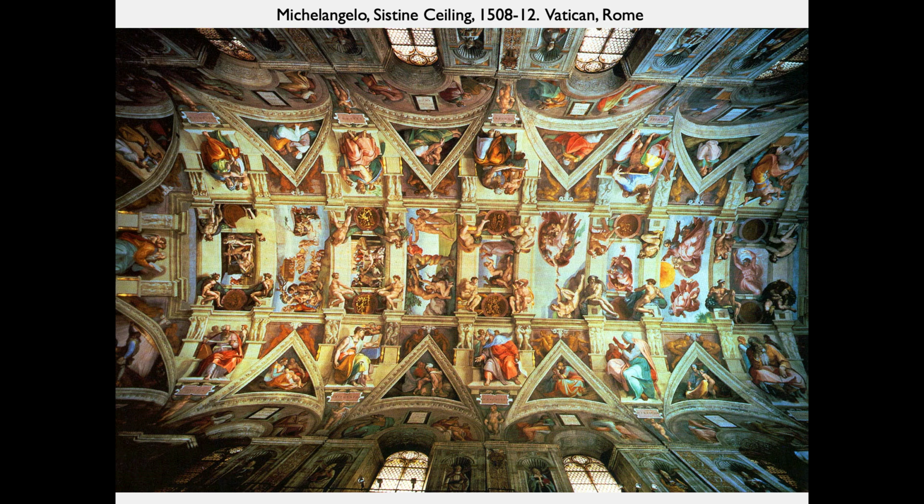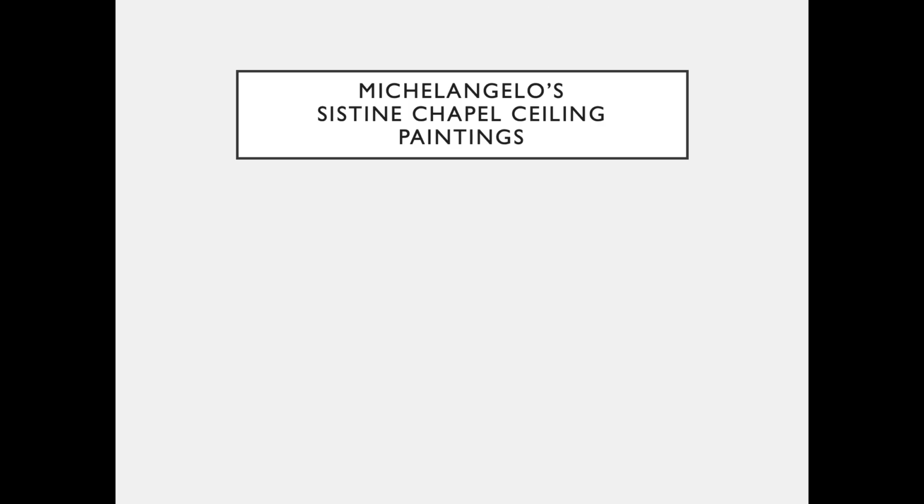And this is a view of Michelangelo's Sistine Chapel ceiling paintings, frescoes. These were paintings done on wet plaster, and they were painted between 1508 and 1512, and the location is the Vatican in Rome. Michelangelo's Sistine Chapel ceiling paintings.